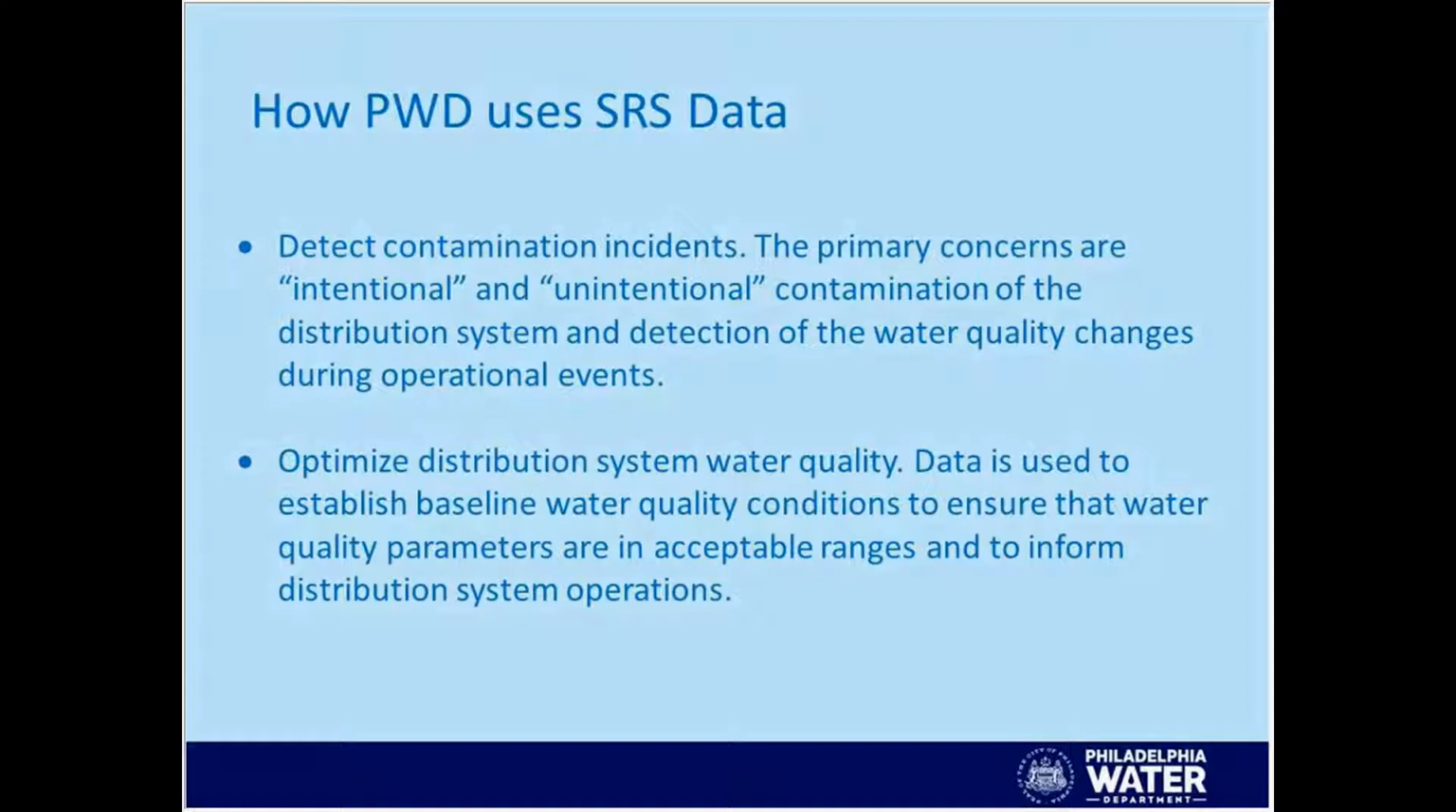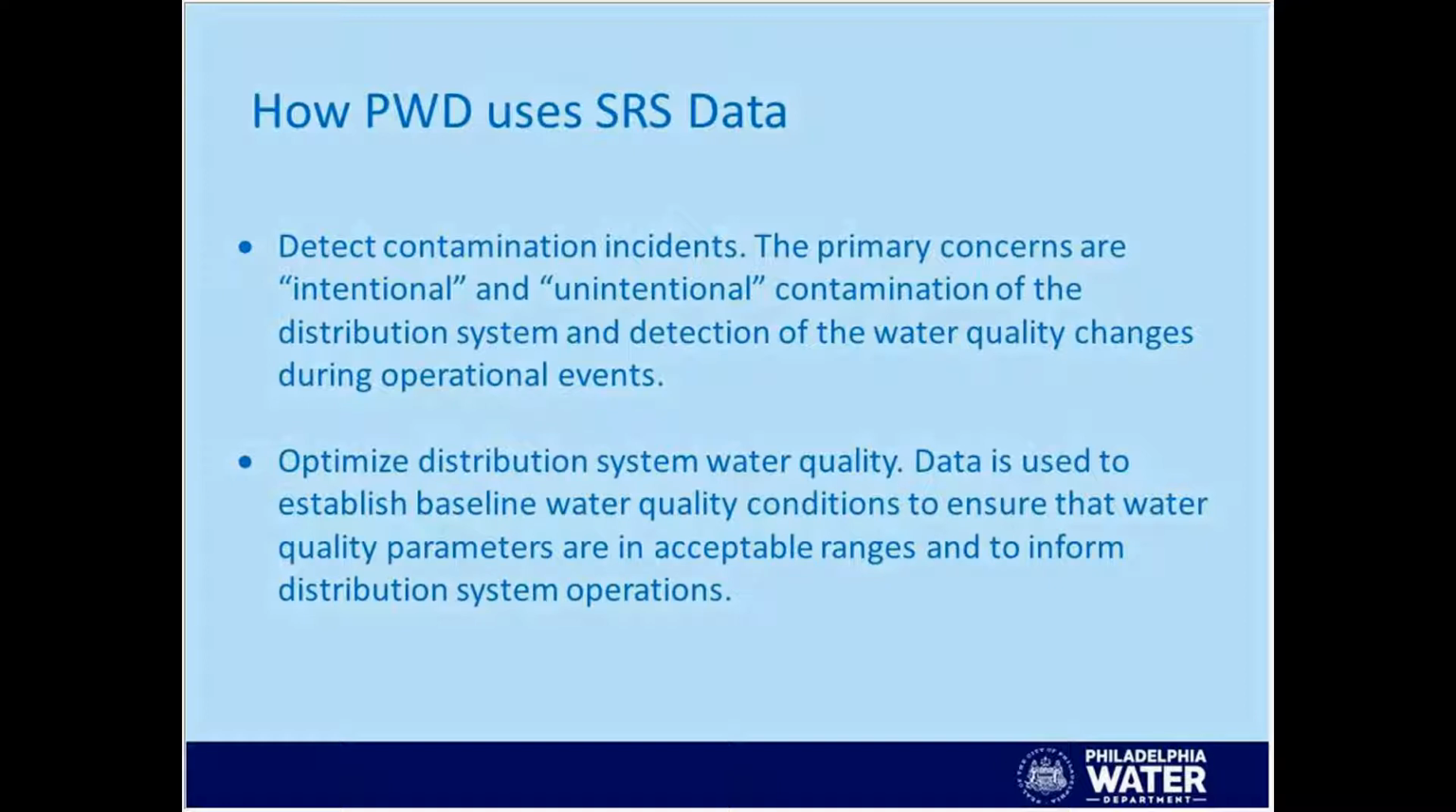Also, to optimize distribution system water quality. Data is used to establish baseline water quality conditions to ensure that water quality parameters are in acceptable ranges. I want to take a minute to point out that from my experiences with online water quality monitoring, you're never fully optimizing because the technology is constantly changing. There's always a new sensor. The precision and accuracy is getting better. So it's sort of a moving target. It's always kind of moving.